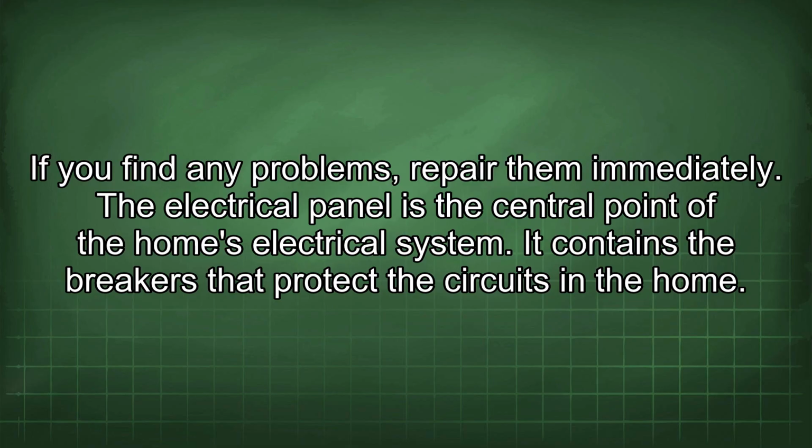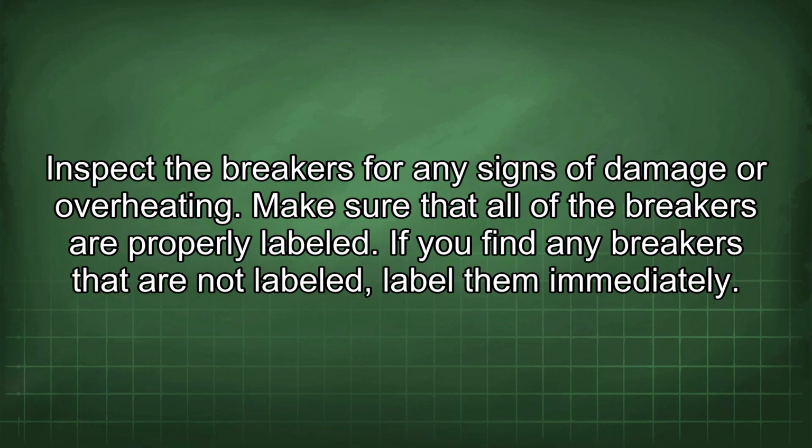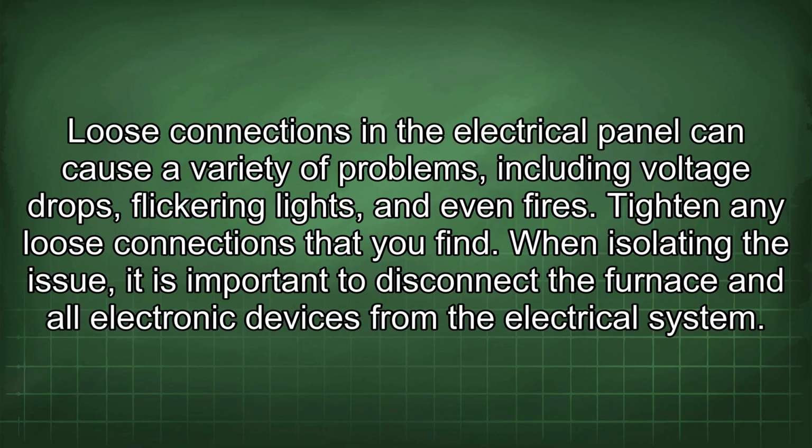The electrical panel is the central point of the home's electrical system. It contains the breakers that protect the circuits in a home. Inspect the breakers for any signs of damage or overheating. Make sure that all of the breakers are properly labeled. If you find any breakers that are not labeled, label them immediately. Loose connections in the electrical panel can cause a variety of problems, including voltage drops, flickering lights, and even fires. Tighten any loose connections that you find.